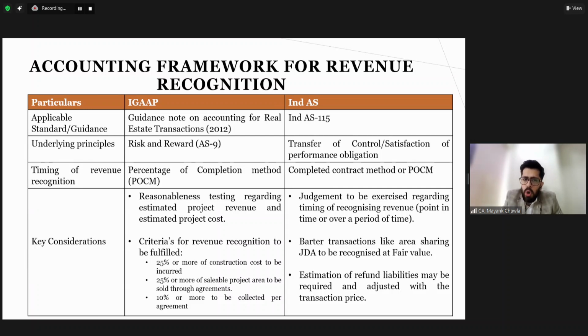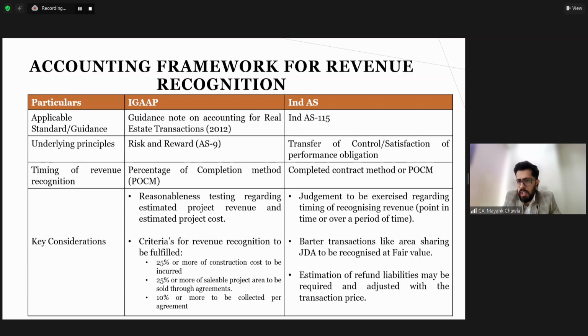So what are the key considerations when we talk about IGAP in India? In IGAP, there has to be reasonable testing of the estimated project revenue and the estimated project cost. In the percentage completion method, the percentage is calculated on the basis of estimated project cost. The denominator is the estimated project cost, and the numerator is the cost incurred to date. That percentage is applied to the revenue to understand how much revenue is to be recognized, and then proportionate cost is recognized as expense as well.